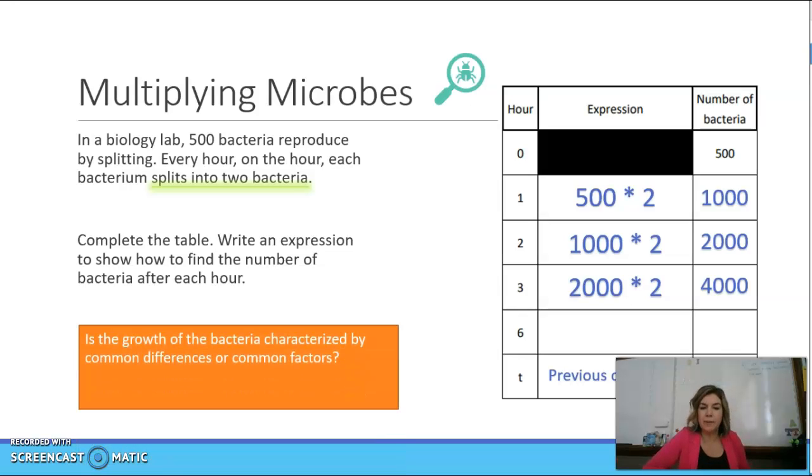So is the growth of our bacteria characterized by a common difference or by a common factor? Are we multiplying by the same number each time, or are we adding or subtracting? In this situation, we have a common factor. We are multiplying by 2 each time.